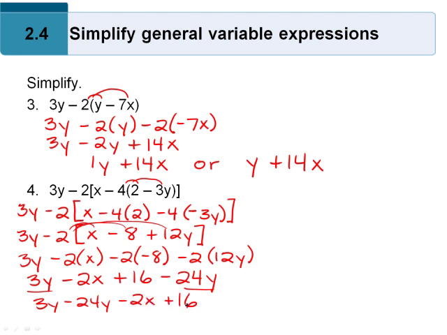So if I combine and look at these like terms, 3 and negative 24, that's going to give me negative 21y, because I have to subtract and keep the sign of the larger number. Then minus 2x plus 16. And notice that the order of those terms really doesn't matter. As long as the signs are correct with each term, then you're good to go.